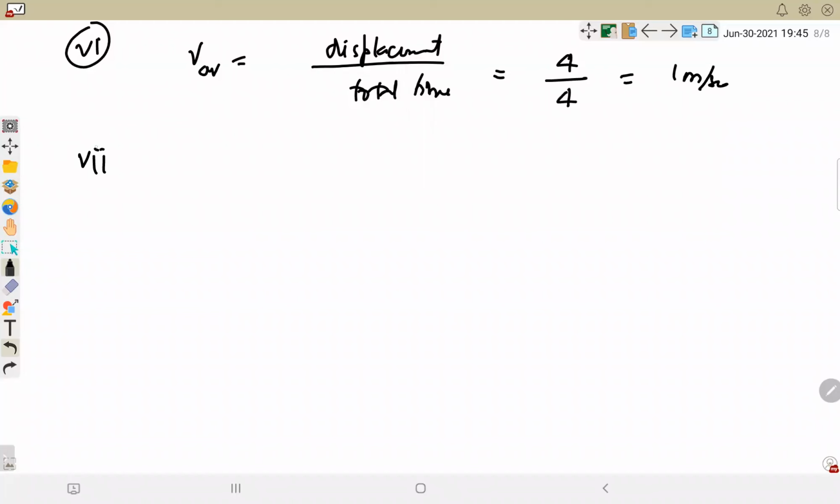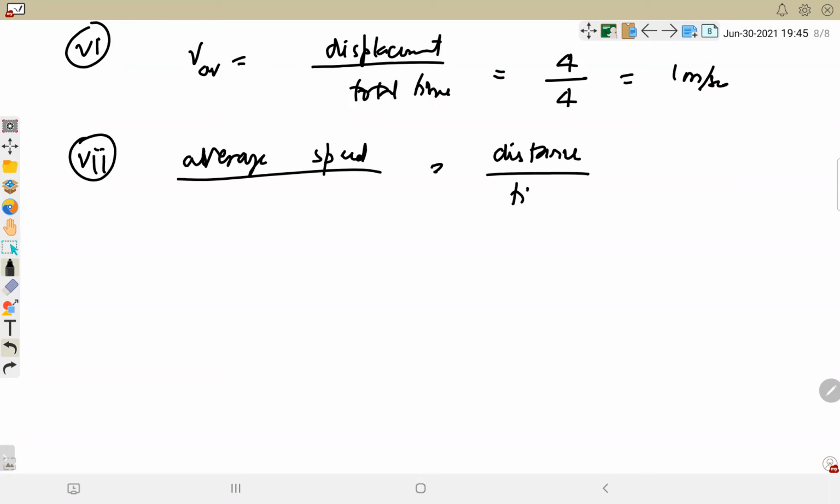In the 7th part, we have to calculate the average speed. When we calculate average speed, that will be total distance divided by total time. And distance we have also calculated, that is 8.5, divided by 4. So that comes out to 2.125 meters per second.